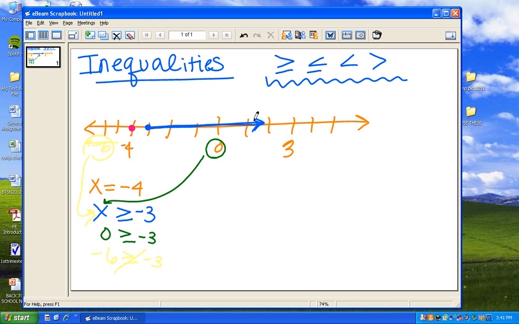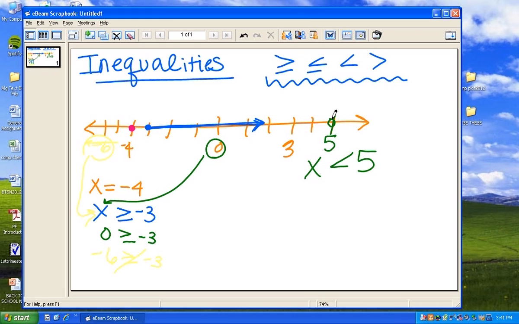Okay? So I'm going to do another one and choose another color. I'm going to say x is less than 5. Well, where's 5 on my number line? 5 is right here. But I need to show x is less than 5. Well, there's no equal to symbol. It's just a less than symbol. So I can't make a colored in dot because it's not equal to. I have to make an open dot.